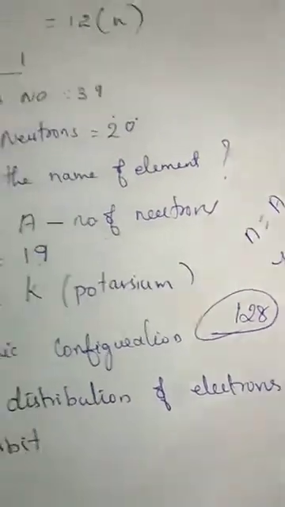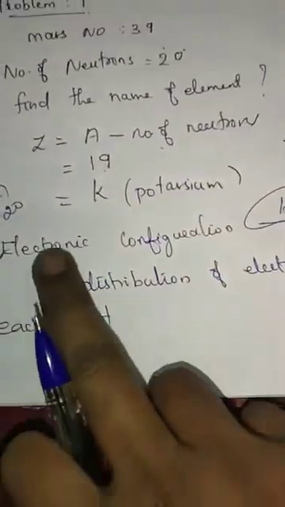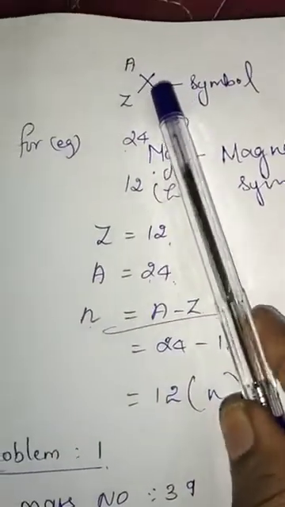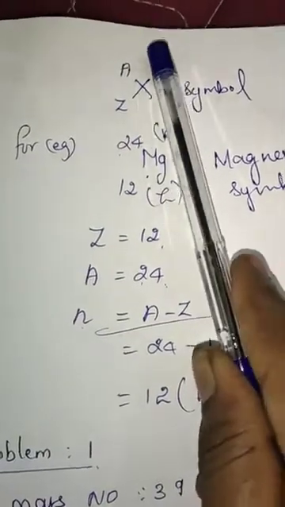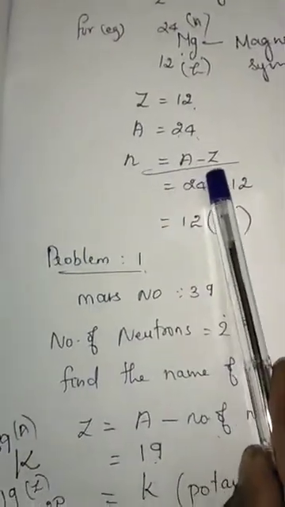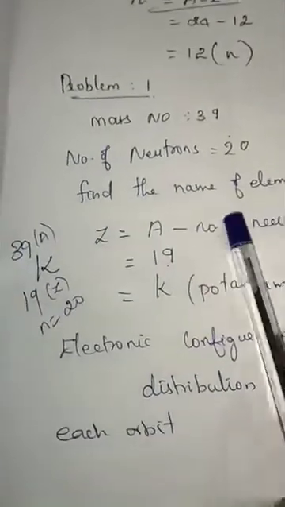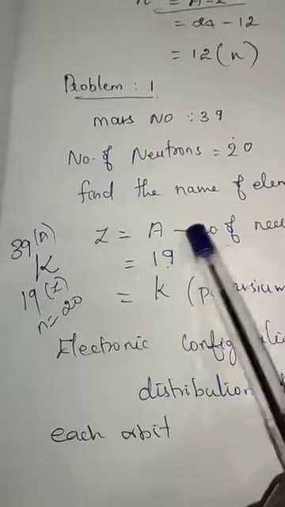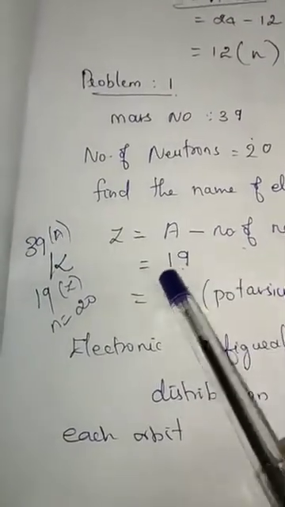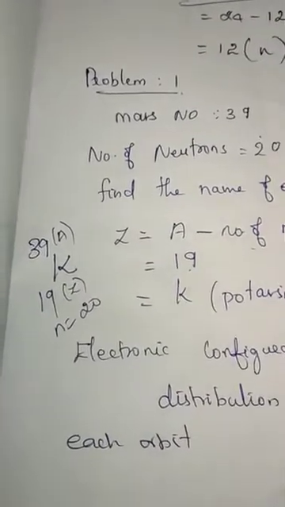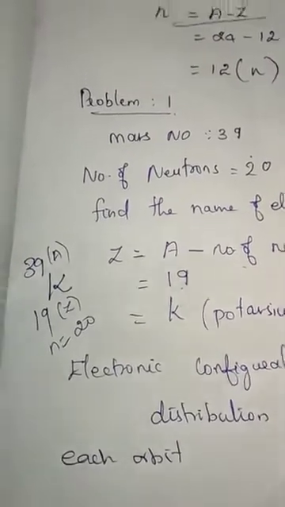The next topic we are going to learn is electronic configuration. Students, did you understand? We learned mass number and atomic number. To represent them, we write the symbol at the center, mass number at the top, and atomic number at the bottom. Neutrons are found by the formula A minus Z. The number of protons or electrons determines the element name. Here the total number of protons or electrons is 19, so the element is potassium. Have you understood?